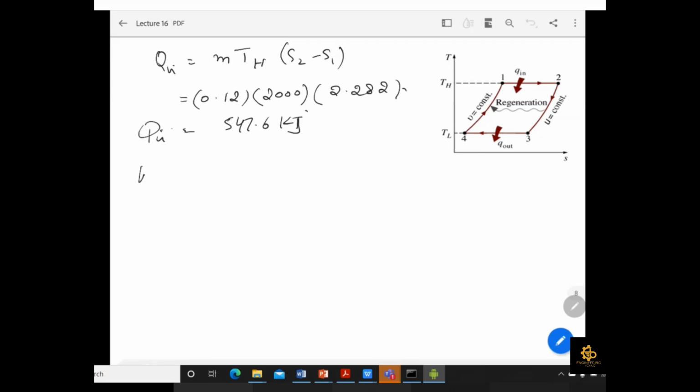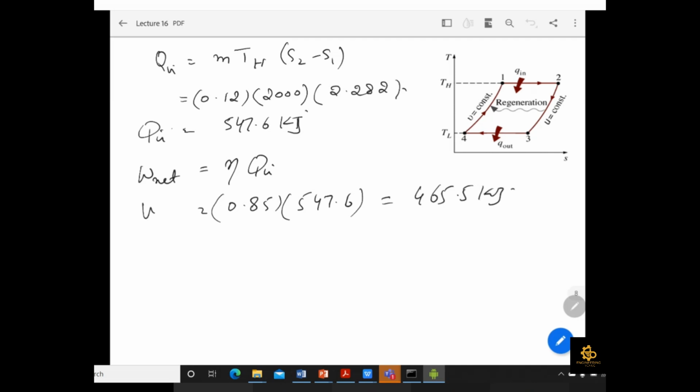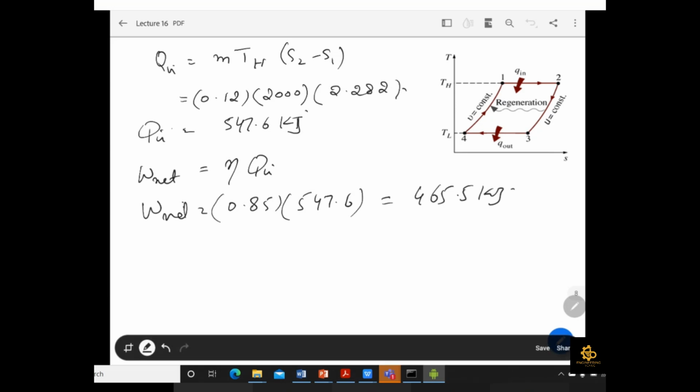So now we have to find the W net, because this is the main thing you have to find. The efficiency you found in part A is 0.85, and the Q in value is 547.6. We simply multiply these two terms and it will be 465.5 kilojoule of W net. This is question 9-66. If you have any question, you can ask me or you can move on to the next question.